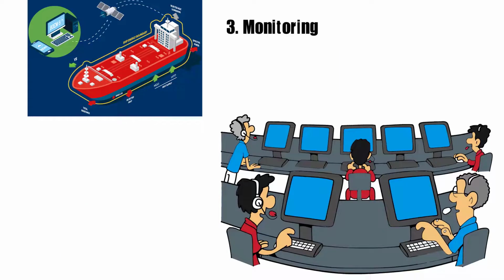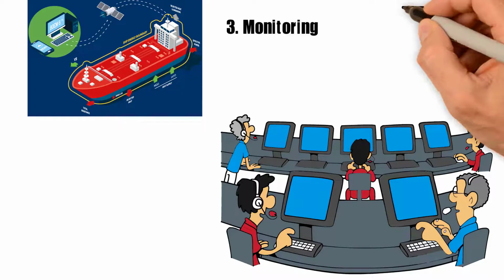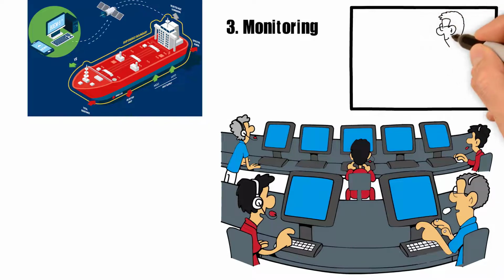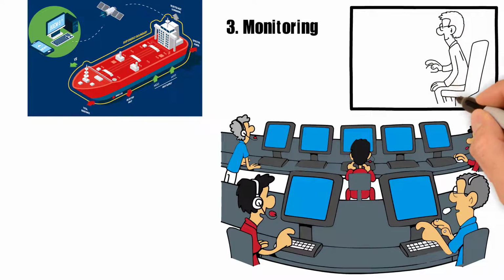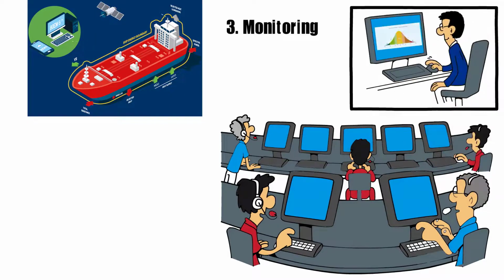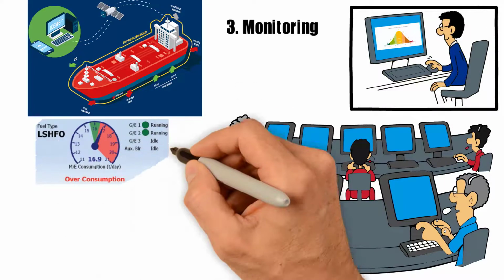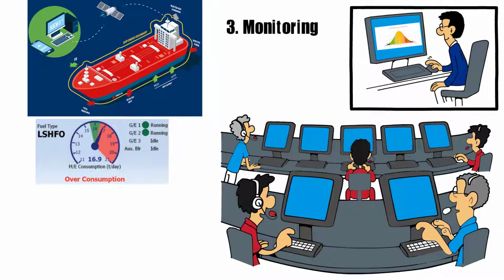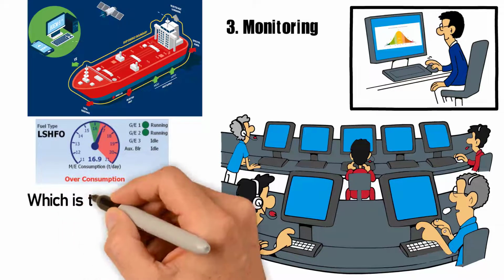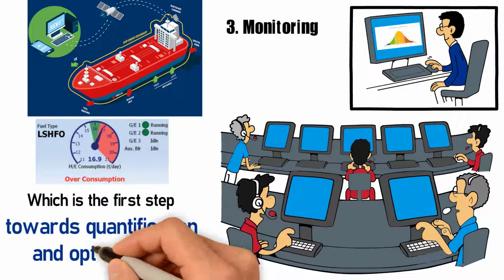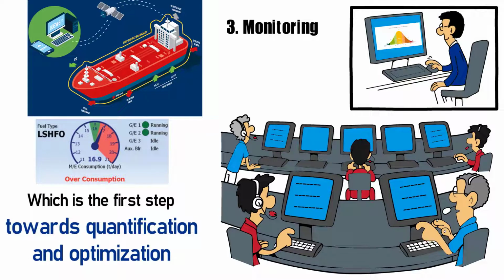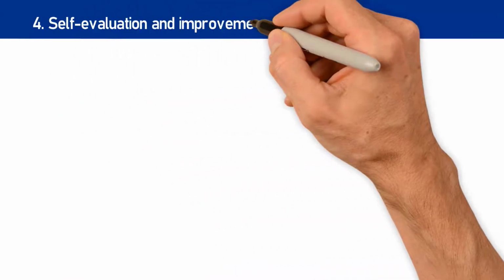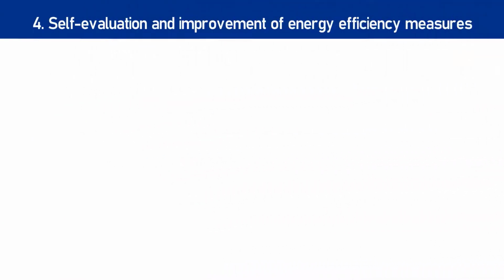3. Monitoring. The energy efficiency of a ship should be monitored quantitatively. Performance data should be captured to obtain a quantitative indicator of the energy efficiency of equipment on board a vessel or fleet in operation. Appropriate tools and reporting mechanisms should be used on board to record performance, which is the first step towards quantification and optimization.